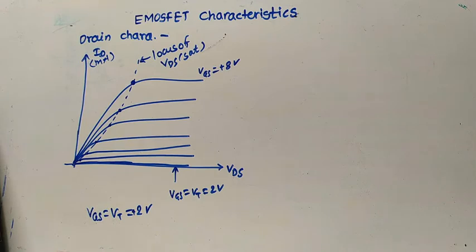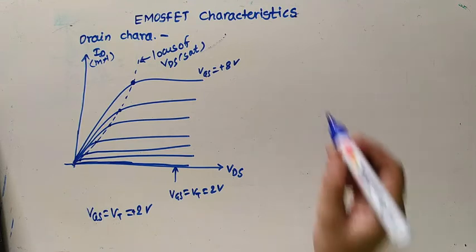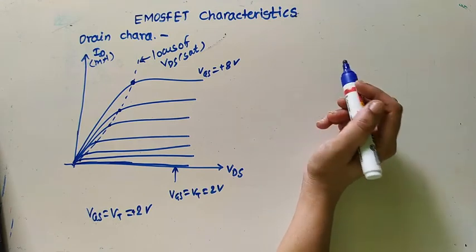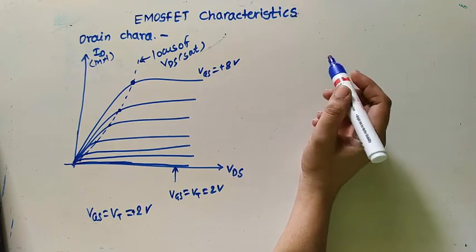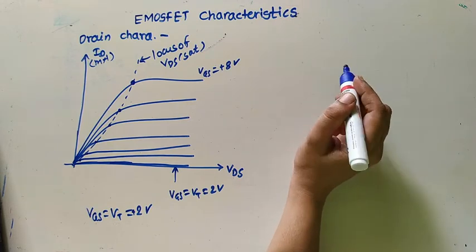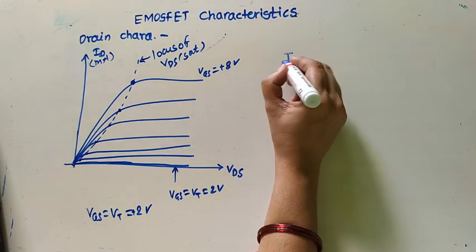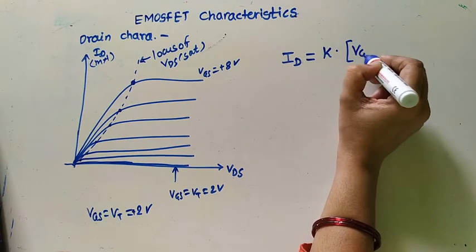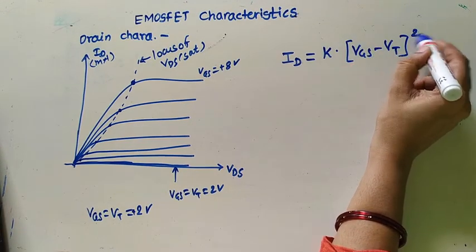Now we will see the transfer characteristics of E-MOSFET, but before that, let's consider the drain current relation. The drain current ID is related to the applied gate to source voltage by a non-linear relationship. Here Shockley's drain current equation is not applicable for this E-MOSFET. So ID is equal to K into (VGS minus VT) squared.